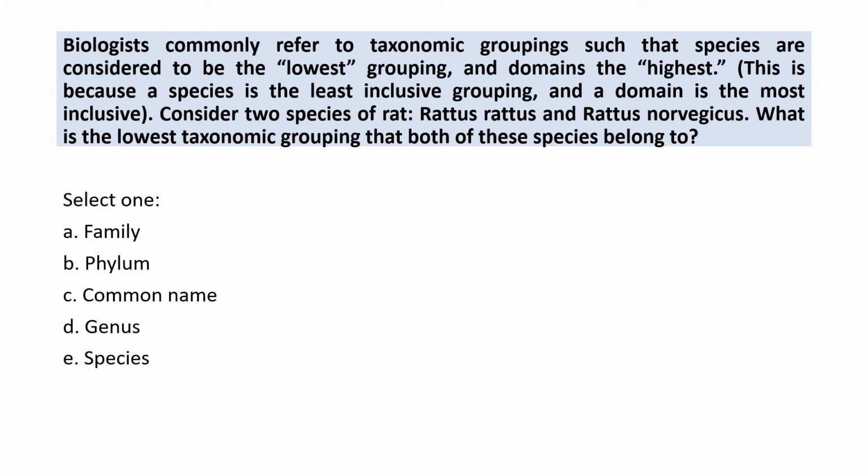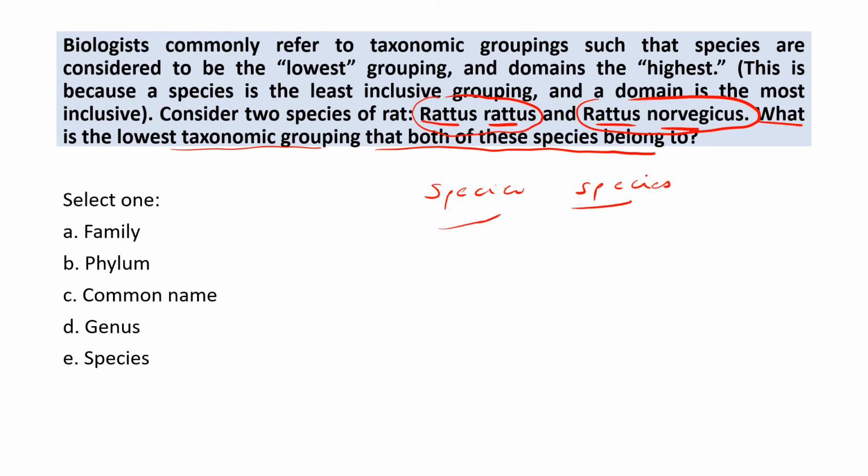Okay, so the question is here: what is the lowest taxonomic group that both of these species belong to? And they talk about two species, this one and this one. So this question is very easy. Here they are already giving you, when you have 1 and 2, these two Latin names, they are species. So there are two species. This is the most specific part of these taxonomic groups.